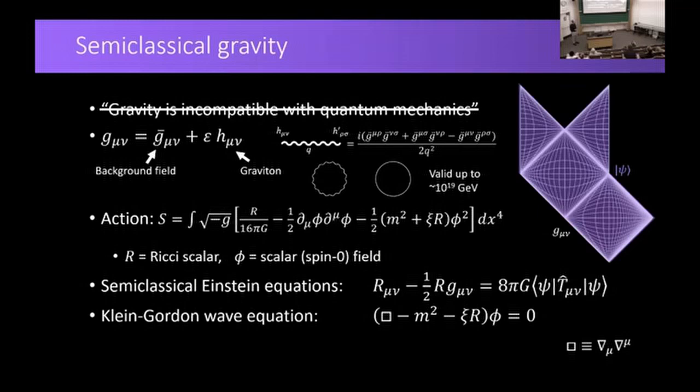And for a spin 1 field, this would be the Maxwell equation. So a spin 1 is a photon. Okay, so these are the equations that we can deal with. I'll mention there's this box operator here that is called the D'Alembertian. It's just a contraction of two covariant derivatives.